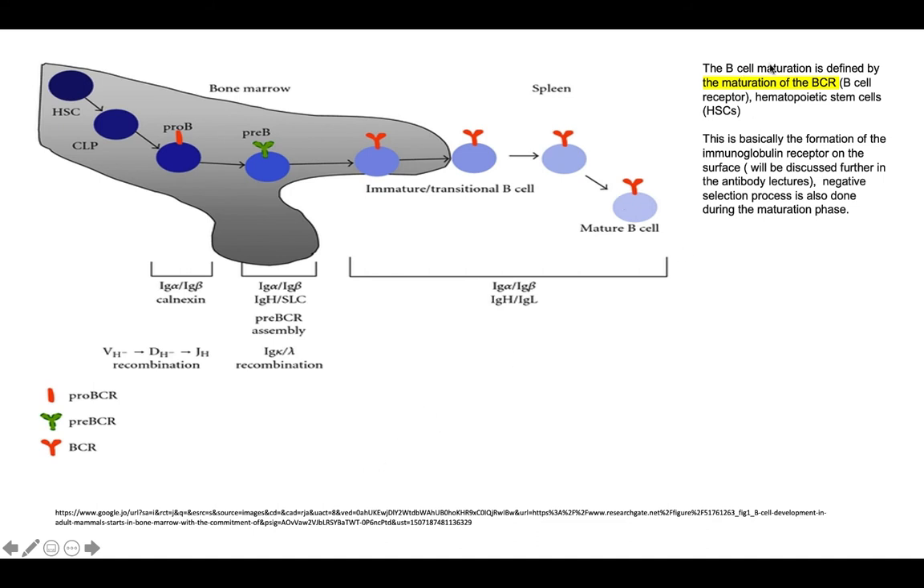So the maturation of the B cell is defined by how mature its receptor is, not by the presence of the clusters of differentiation proteins.